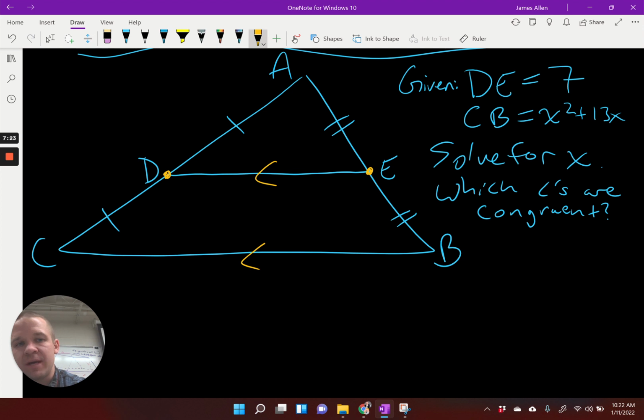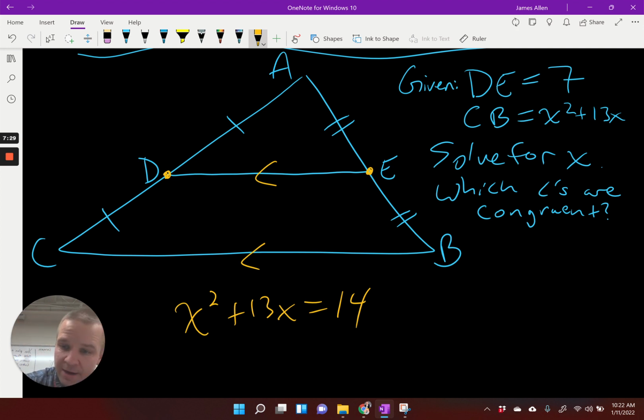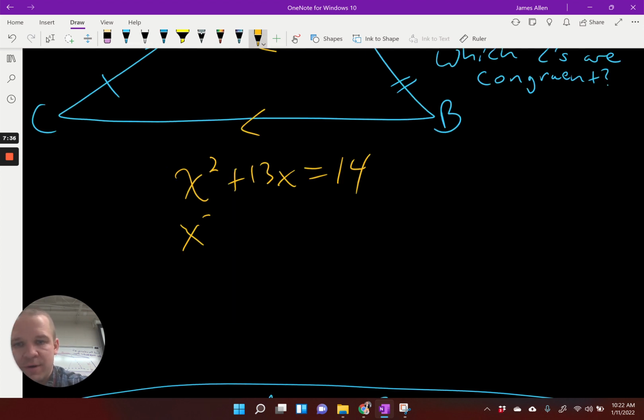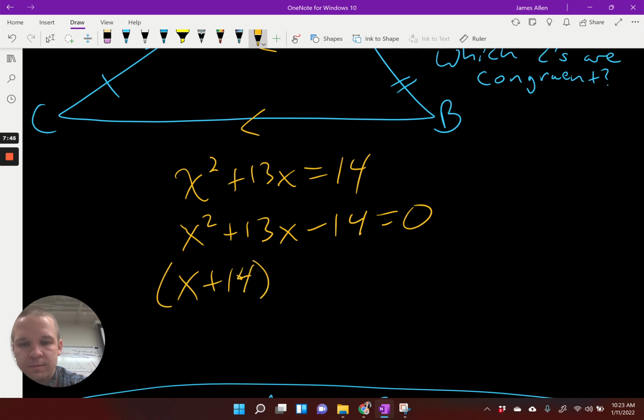DE is half the length of CB. Or in other words, x squared plus 13x would be equal to 14, right? If I double DE, that would give me CB. Now I need to solve this. Oh my goodness. Is this another factoring problem? Mr. Allen, you dog. All right. What multiplies to negative 14 that adds to 13? x plus 14 and x minus 1. So I get negative 14 and positive 1. Those would be my x values.